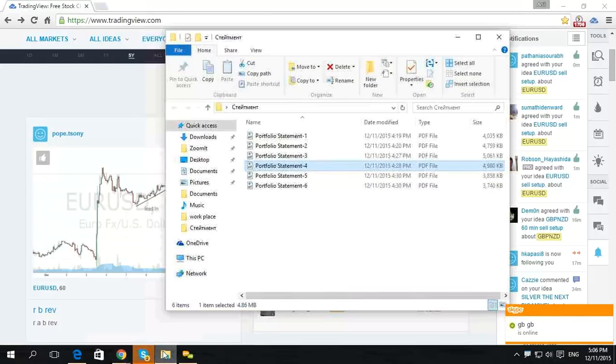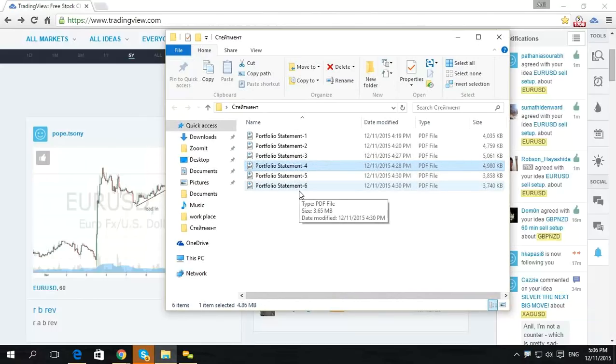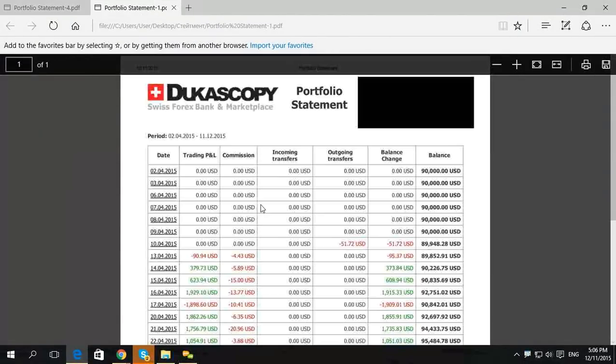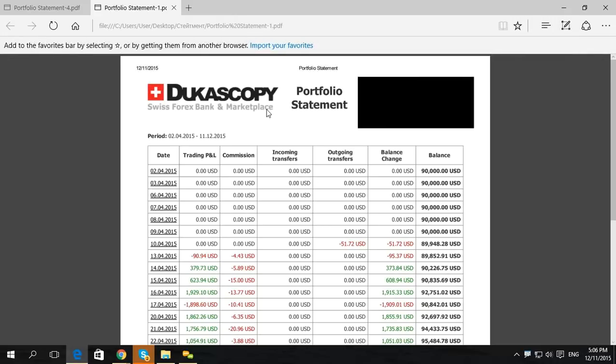I'll show you the account. These are the portfolio statements. They're in different pages, 6 pages. It was about 40 something pages. I had to minimize it to take off the trades themselves and just show you the daily results, right? I had to block this because this is the account details, which, sorry, I can't share. It's not my account. It doesn't belong to me.